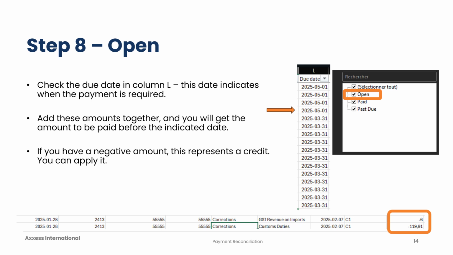As in our example there, you have transactions with a due date of March 31st and others with a due date of May 1st. So just make sure that you pay only the ones that are due by March 31st in your payment with the current cycle. If ever you see a negative amount, this represents a credit. You can allocate it.